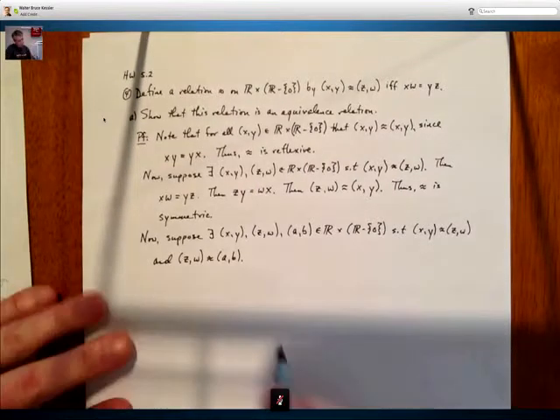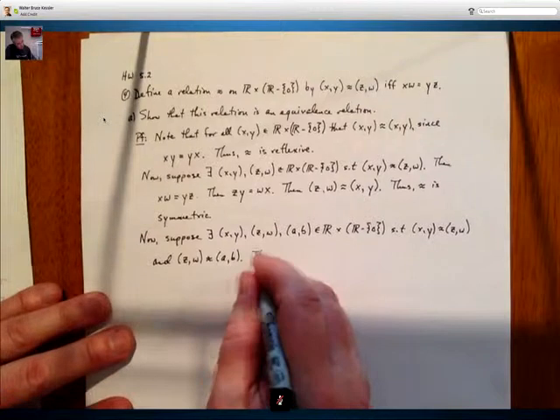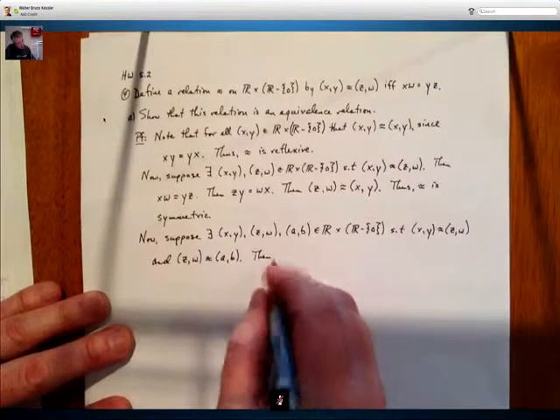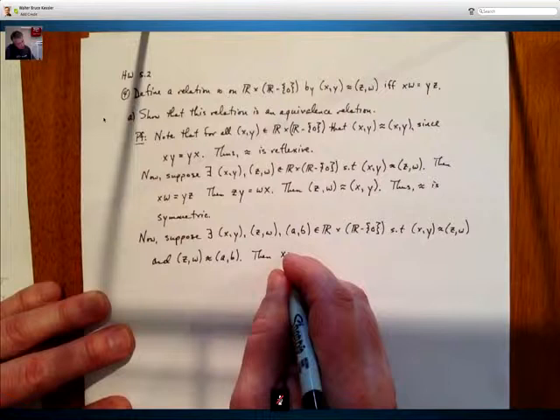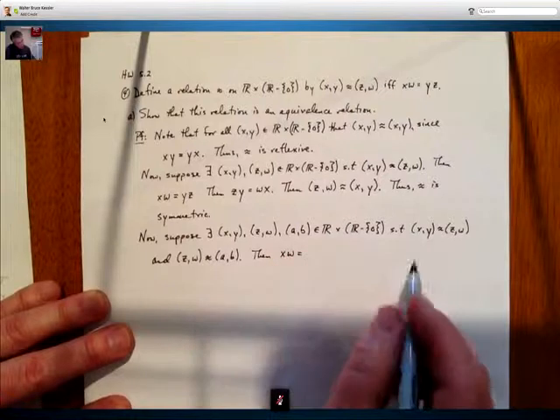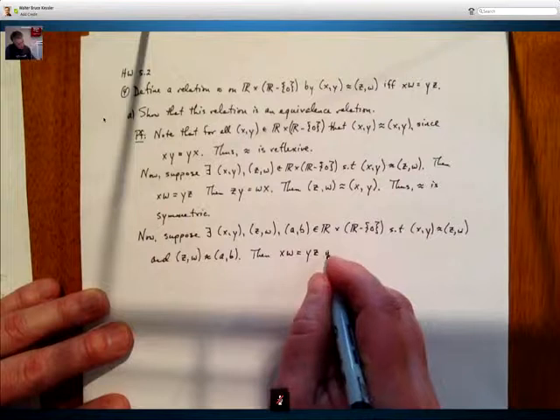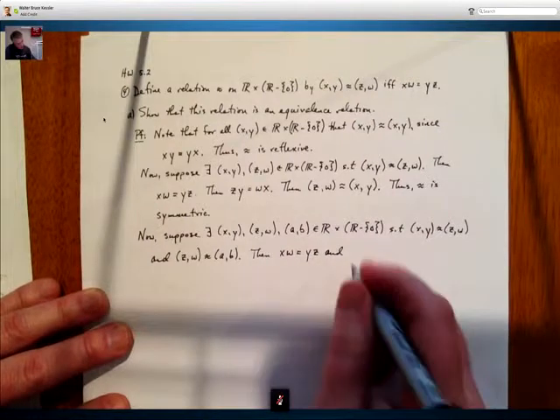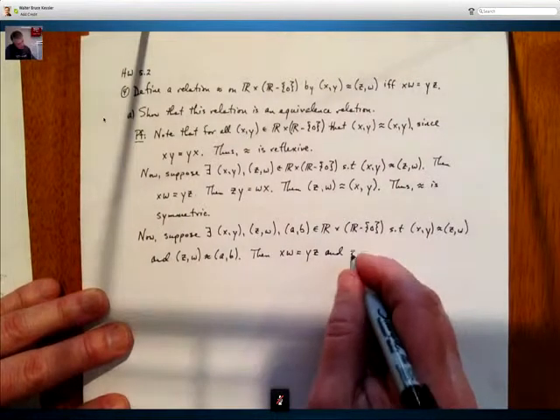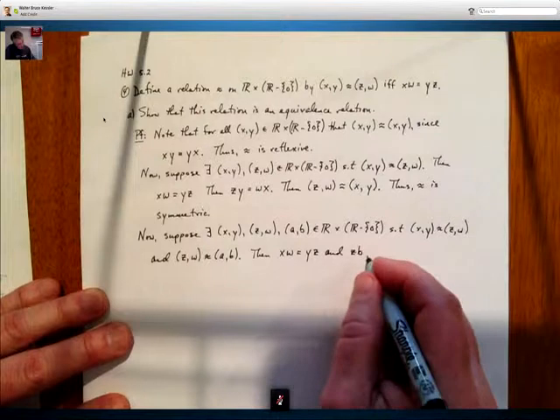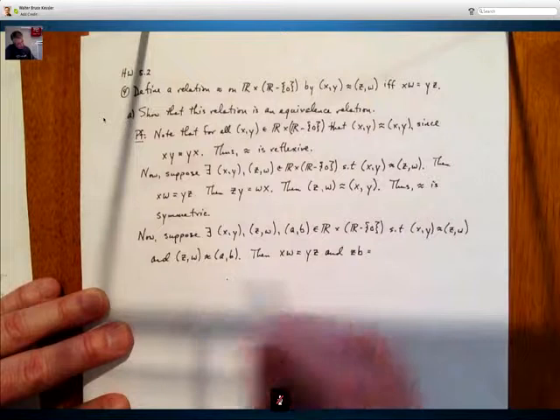So let's determine what all this means. Then I've got xw equals yz, and I've got zb equals wa.